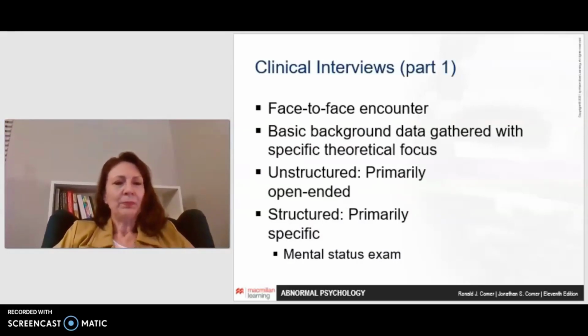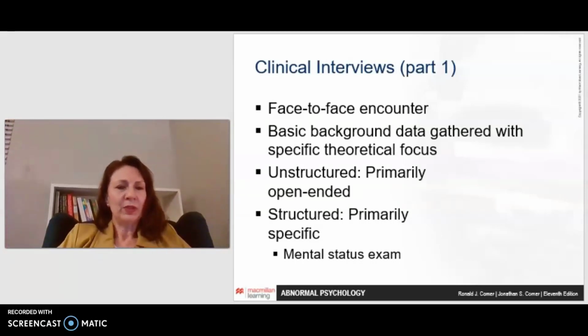Another part of our process, once we have determined what we're going to do, is to conduct clinical interviews. We have a face-to-face encounter with a person. We collect basic background data. We can give an unstructured interview or a structured interview that may have been developed by a test developer of some kind. An example is a mental status exam, where we're looking at whether a person is oriented to time and place to see if they have dementia, for example.